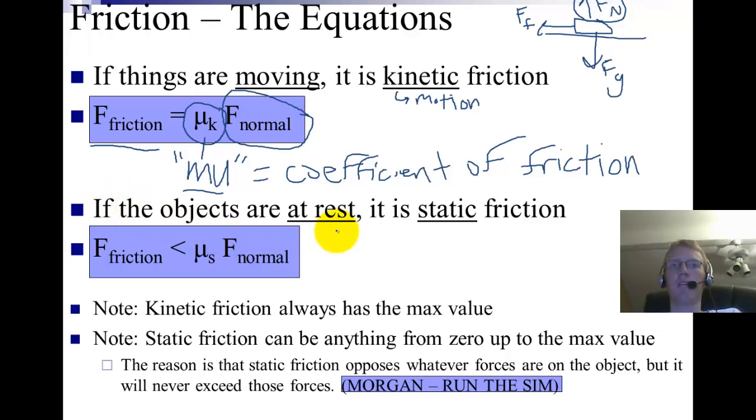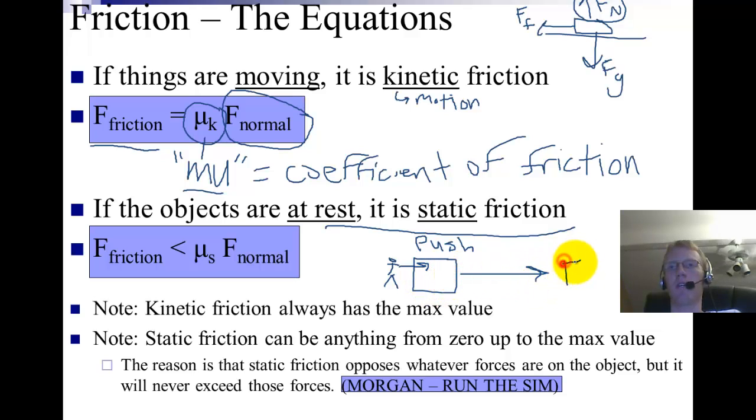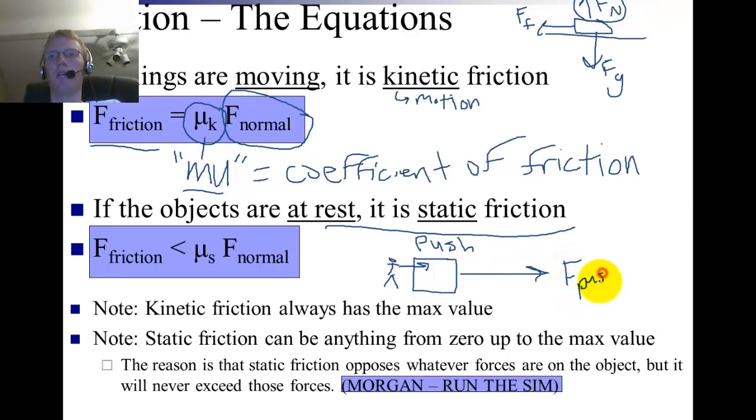On the other hand, sometimes objects are at rest, but there's still friction acting on it, right? So imagine you have some really heavy box, and you stand over here, and you push it, right? So you push really, really hard. This box then has a force on it, F of your push. But if the box is super big and heavy, you're not going to be able to push it because maybe you're not that strong.